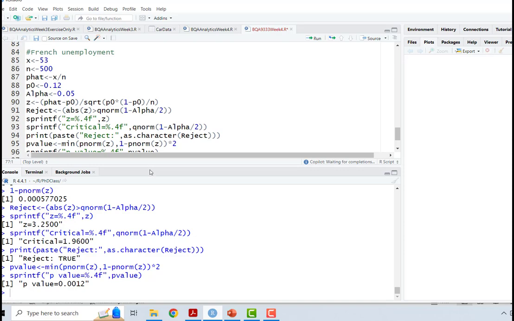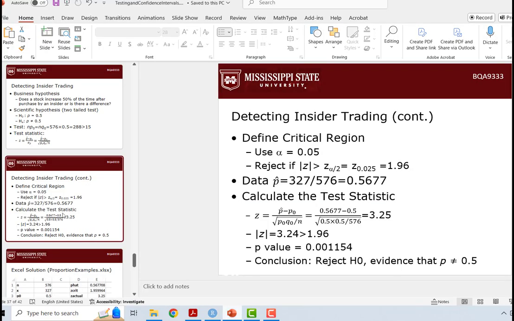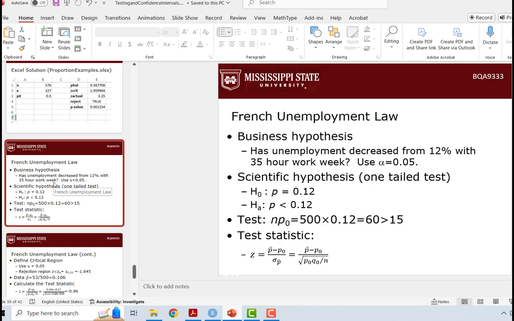Okay, so the last little example is French unemployment, and I mean this would not get into a top journal because there's lots of factors affecting unemployment, but France lowered the work week to 35 hours. And we want to see if unemployment decreased. Causality is a little bit dubious here because lots of things affect unemployment. But let's take a naive lens at this. So we want to see if the new unemployment is less than 12% after this new policy. So the proportion is 0.12.